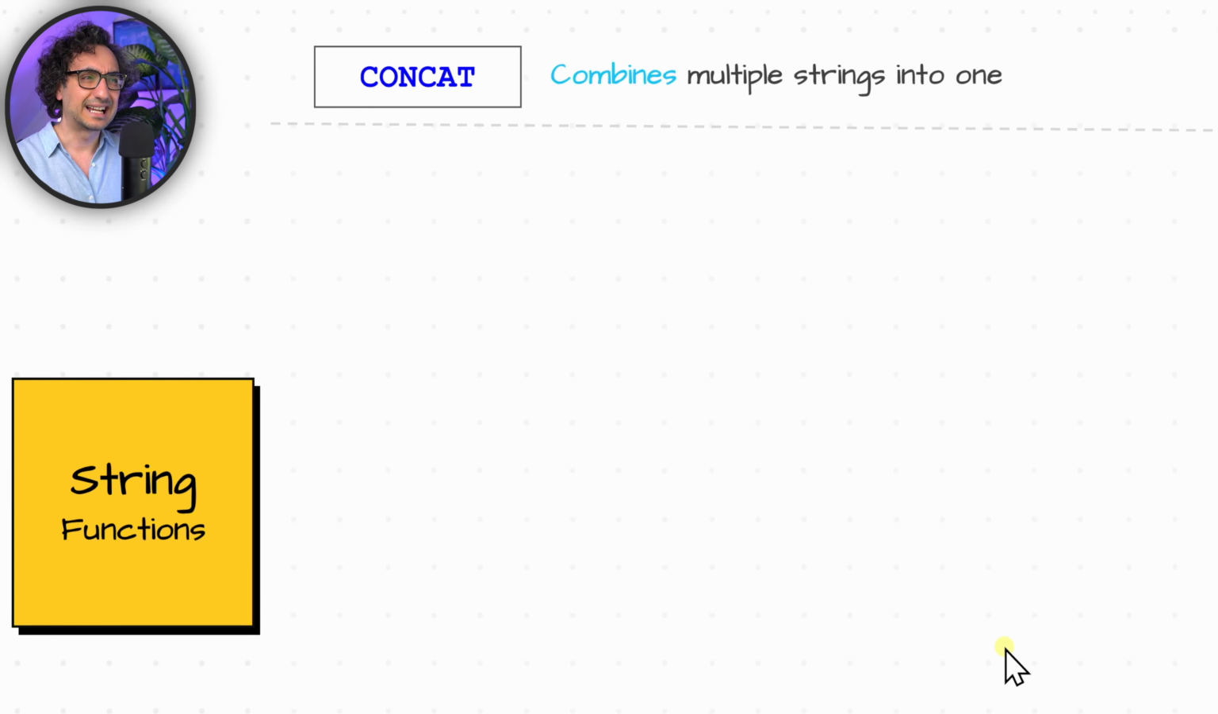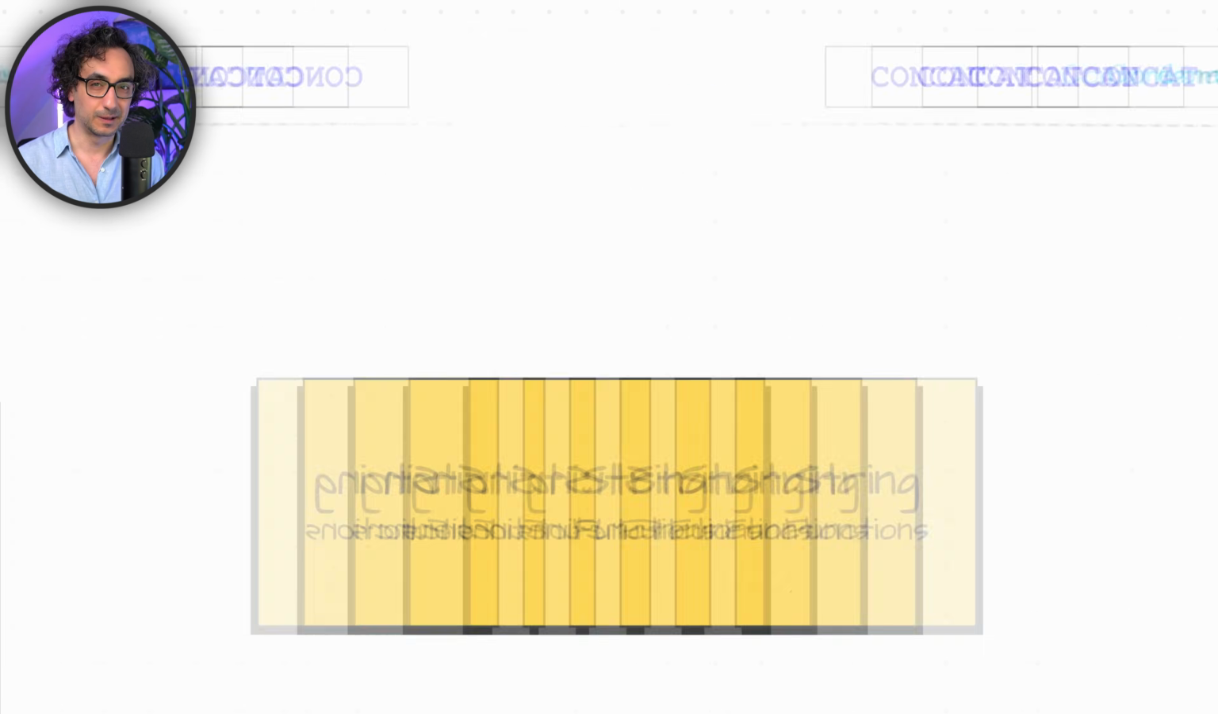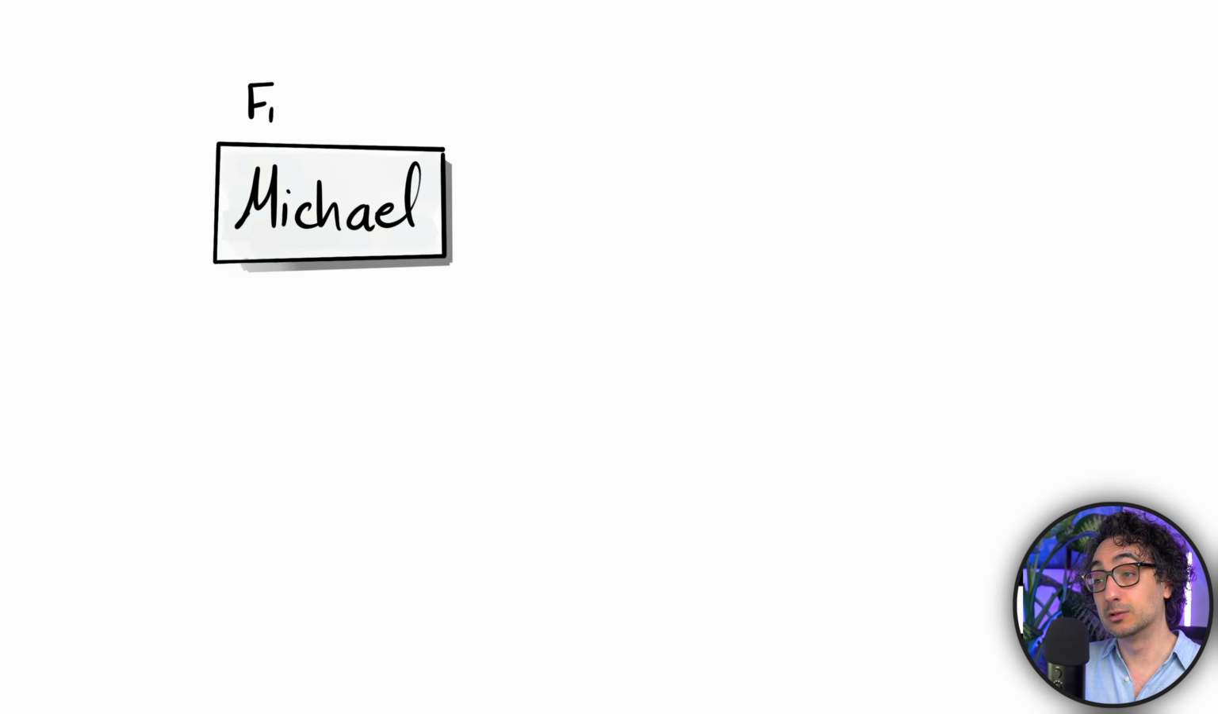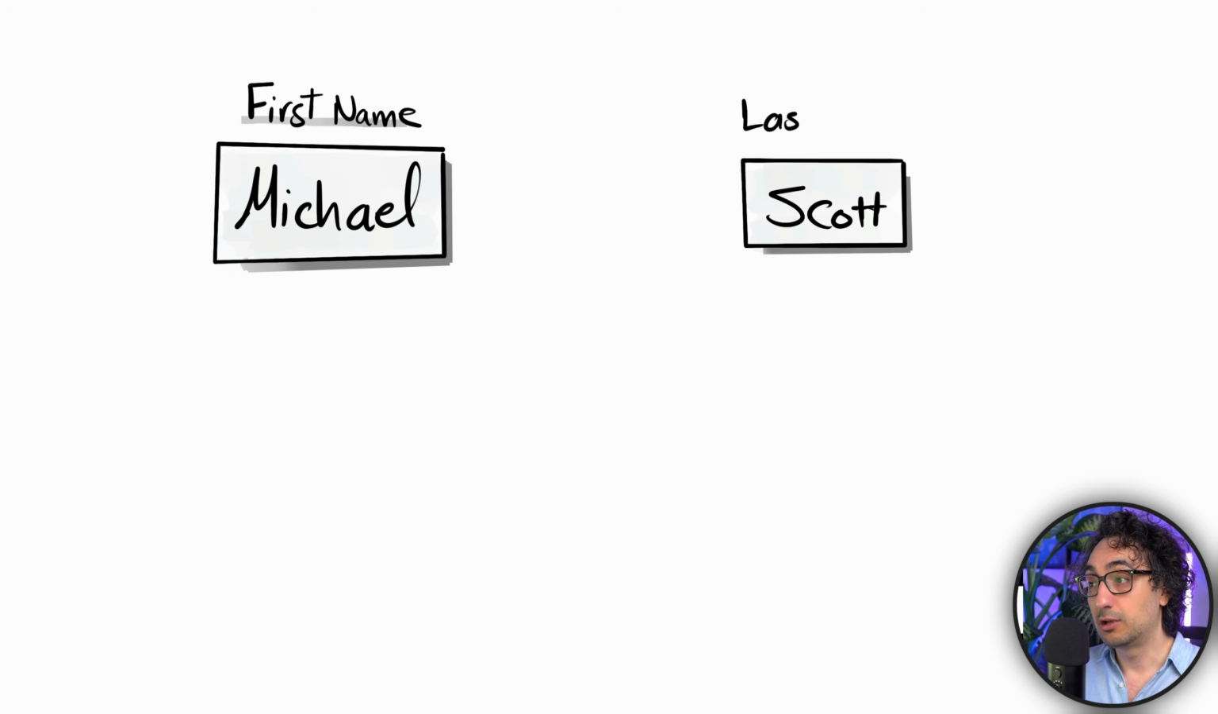Alright, so what is exactly concat or concatenation? It's gonna go and combine multiple string values into one value. So if you have multiple things, you can put everything in one value. So let's have a very simple example. Okay, so now let's say that you have one value called Michael. So here you have a first name, and you have totally separated value for the last name, another column where you have a value like Scott.